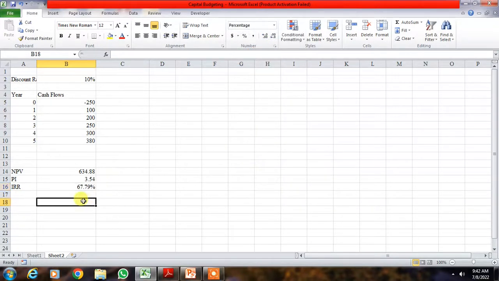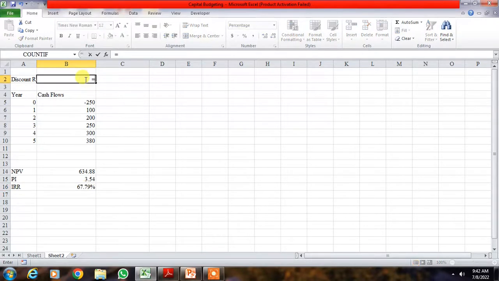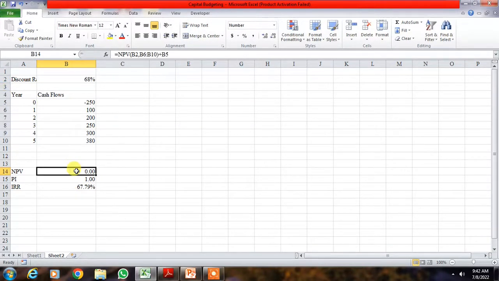It shows that if your discount rate is 67.79 percent, then your NPV will be 0. Let's check it. If this is 67.79, now you can see that our NPV is equal to 0, or in other words our profitability index is equal to 1. So let me bring it back to the previous situation. So these are the techniques used in capital budgeting.